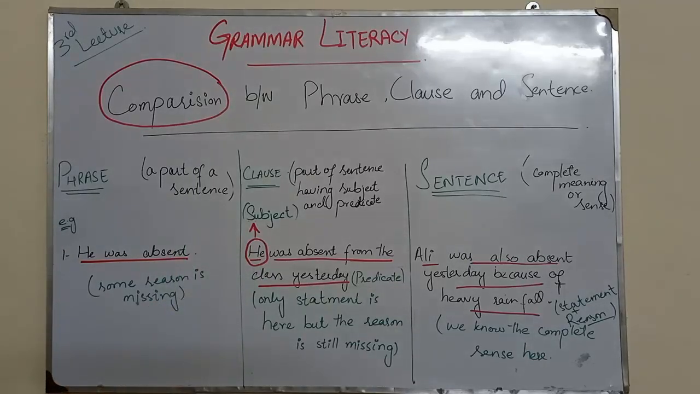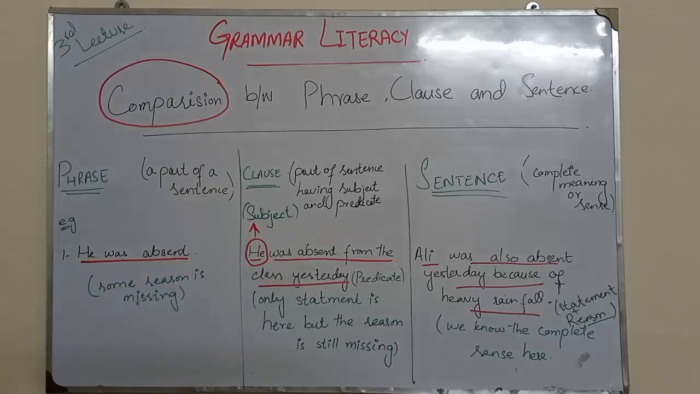Now we get the point that some student was absent, and he was absent from the class. Now tell me, what is missing? Something is missing, and that thing is the reason. There was no reason from the teller or from the narrator for why he was absent yesterday. So there is still some part missing.